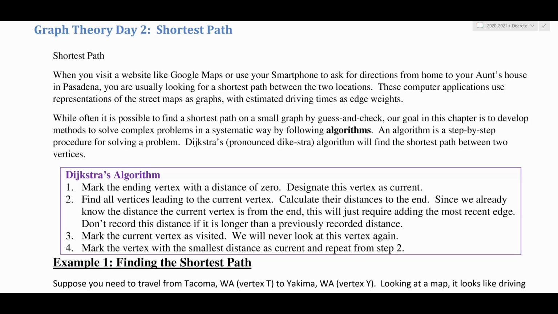Today we're going to be talking about the shortest path. Yesterday we talked about the very basics of graphs and networks, the parts such as the vertices and the edges. So today we're going to talk about one of the most common applications of graph theory, which is finding a shortest path through a network.